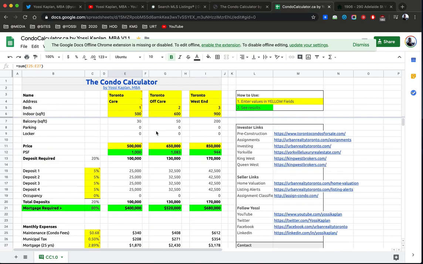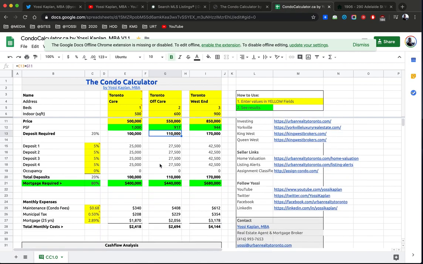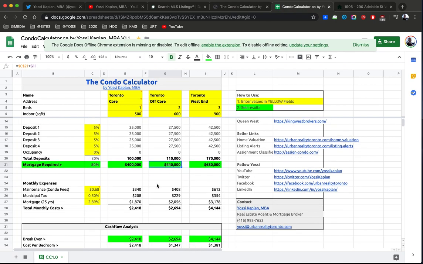Now let's look at a second example. Let's say I bought an off-core unit, it's a two bedroom, 600 square feet. Let's say I paid even less for it. Let's say I pay $550 for this unit, just to make the difference larger. So that's $917 a foot. The 20% deposit, $110, and the mortgage required is $440. So the costs are pretty much the same. I'm gonna leave the maintenance fees the same at 68 cents a foot. The municipal tax about the same rate, and the mortgage at the same rate.